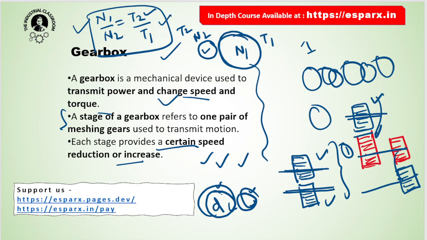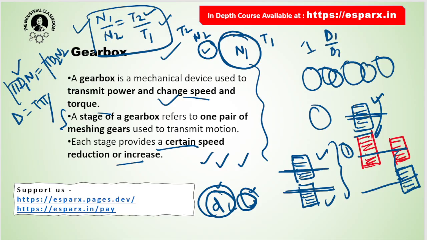Remember, where does this formula come from? This formula comes from pi D1 N1 is equal to pi D2 N2. And we know the diameter can be reduced into teeth. From this, all of these constants cancel out, and pi also cancels out. D1 N1 is equal to D2 N2. So we can say the diameter of 1 by diameter of 2 is equal to N2 by N1.